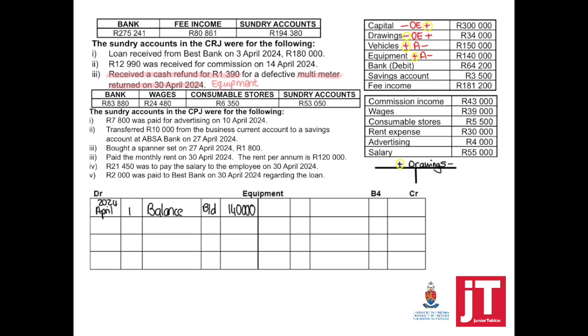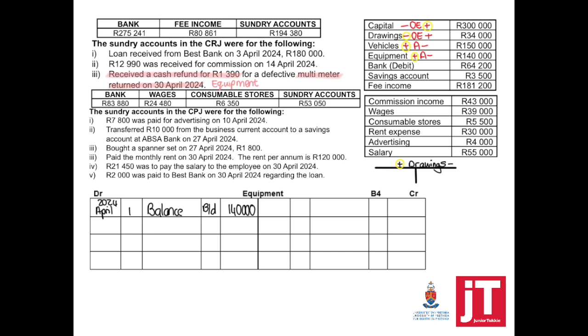And the third transaction said, received a cash refund for 1,390 for defective multimeter returned on 30 April 2024. Now that multimeter is regarded as equipment. Remember what type of business we've got? We've got a service business. This will form part of my equipment.